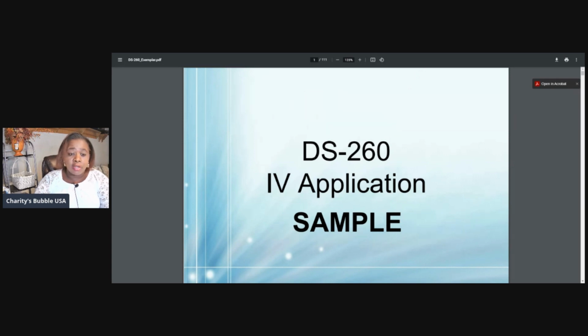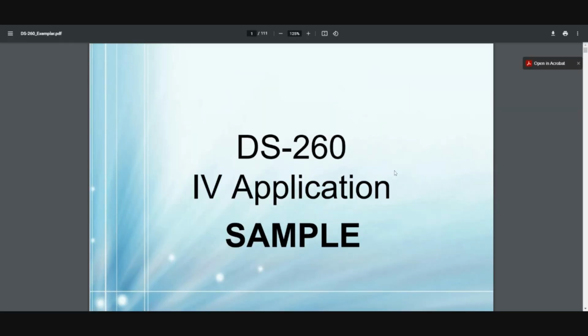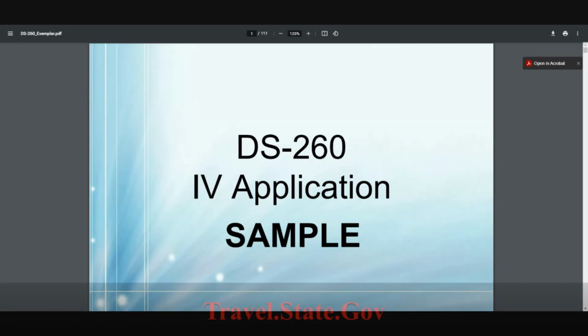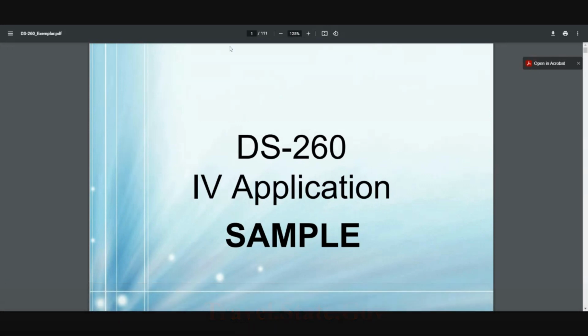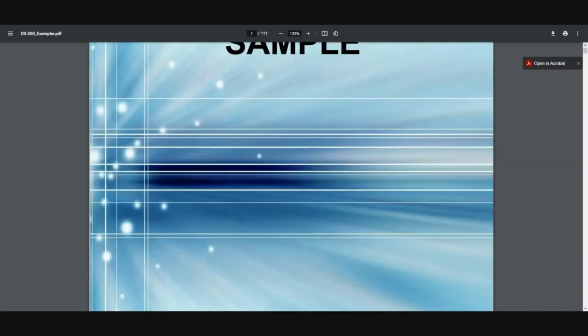So let's get to the DS260 application. The DS260 application is just a sample from the website Travel.state.gov. Like I said, this is just information that I have read about and I have walked this journey. So I'm just going to explain a little bit. And just a disclaimer, I do not work for immigration. I am just explaining how to fill out the DS260.